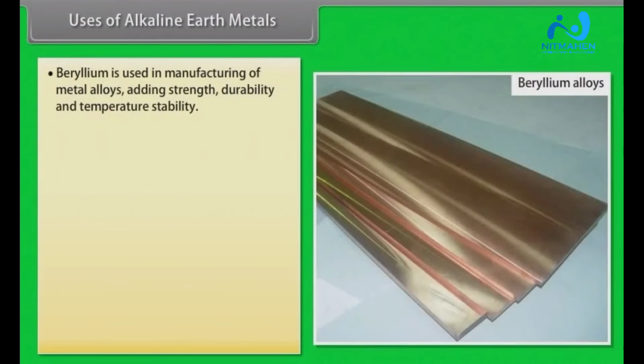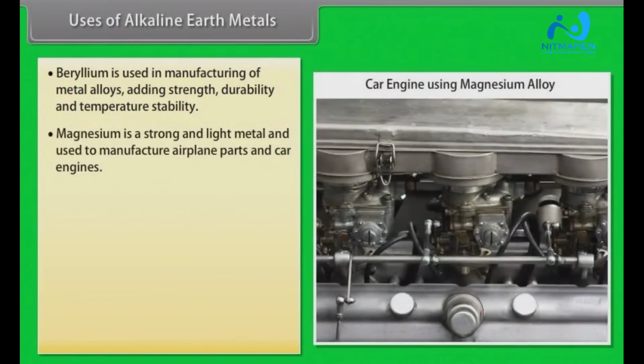Uses of alkaline earth metals. Beryllium is used in manufacturing of metal alloys, adding strength, durability, and temperature stability. Magnesium is a strong and light metal and is used to manufacture airplane parts and car engines.